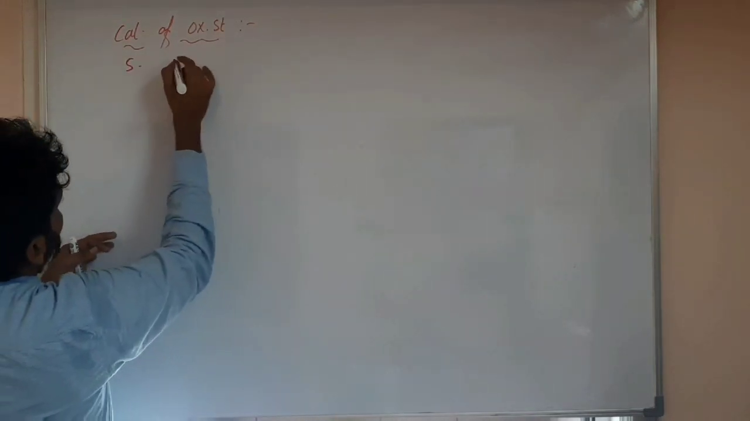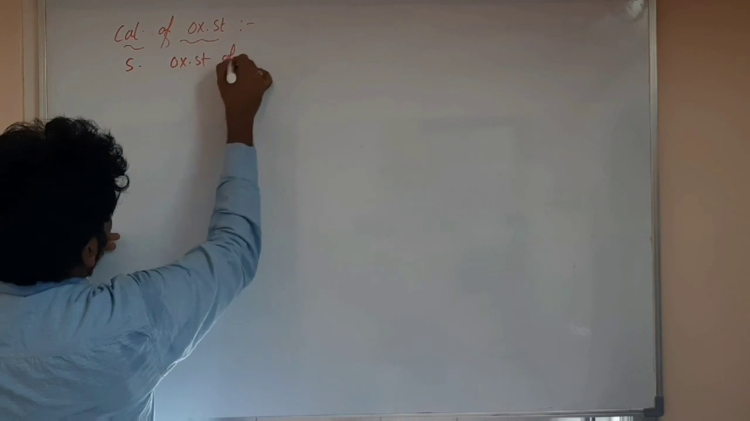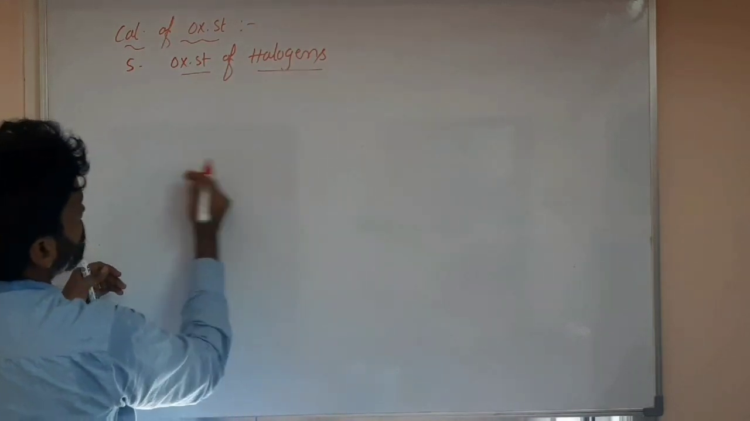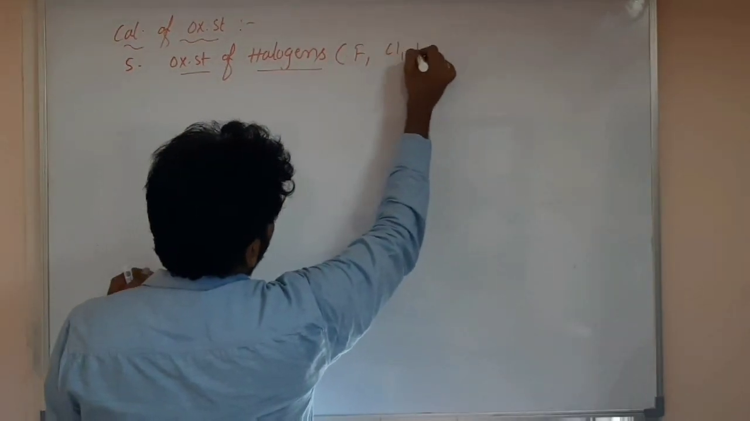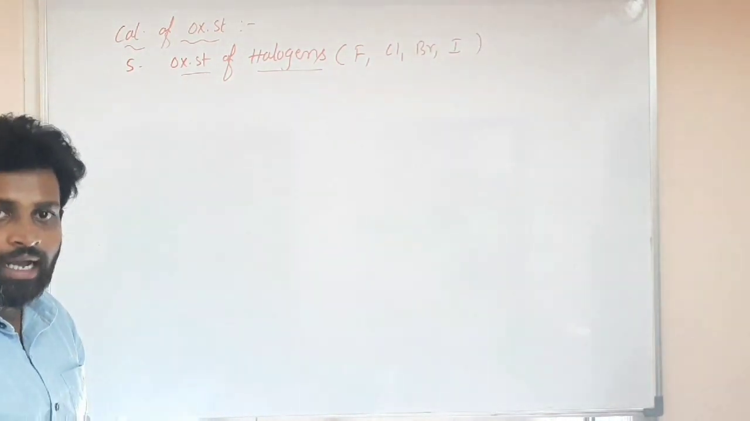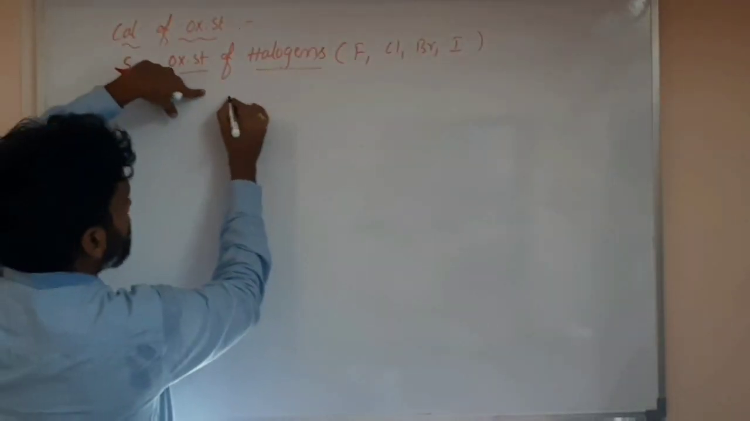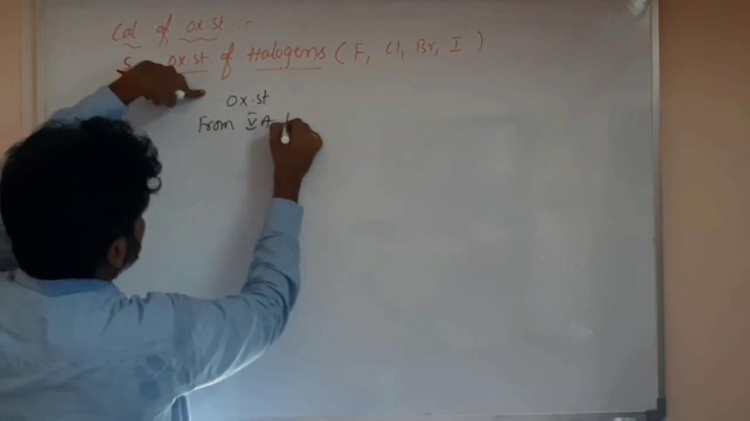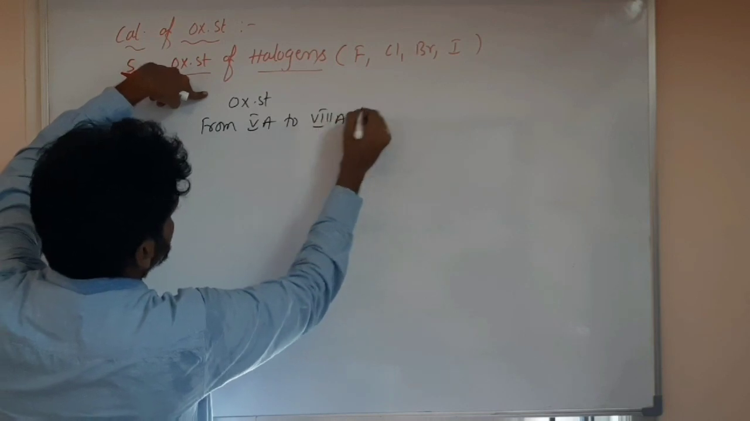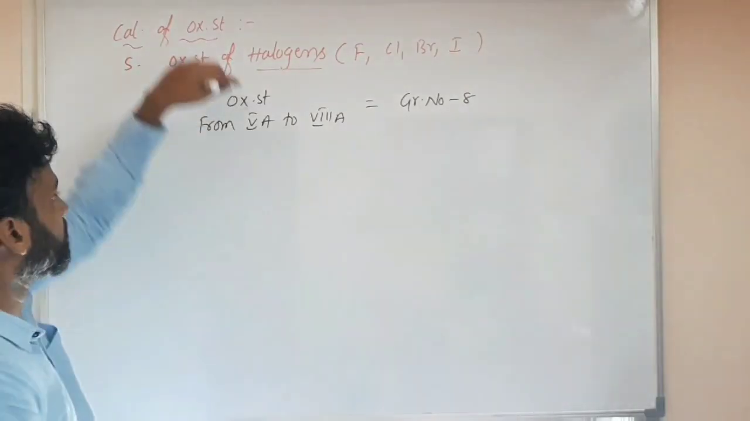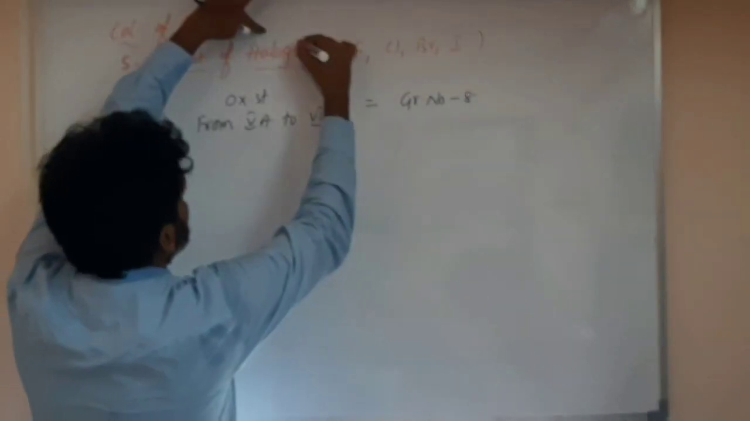Next, our fifth point is oxidation state of halogens. Halogens means everybody has an idea: fluorine, chlorine, bromine, iodine, astatine. Astatine is not required, so I have no need to say about this. I already gave the oxidation state from 5A to 8A. Do you remember? Group number minus 8, I gave this in the periodic table. So these are halogens, the 7th group, right?